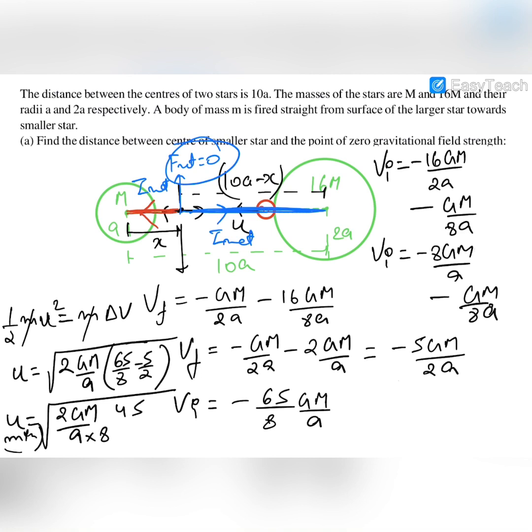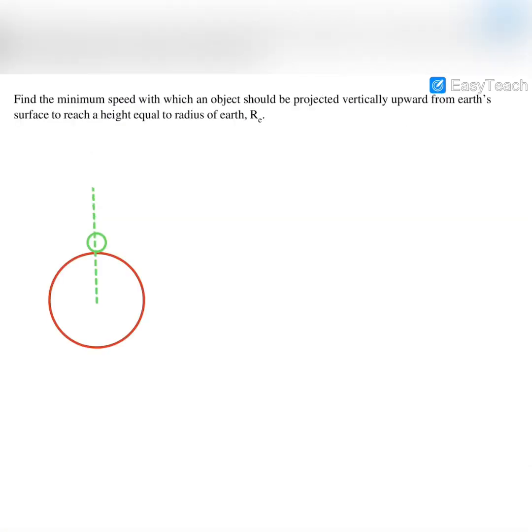Okay, now we move on to the next question. In this question, you can see that there is an object which is on the surface of Earth, and we need to find out the minimum speed with which we should project this object from the surface of Earth so that it reaches the height which is equal to the radius of Earth. This is R, and this is also R.